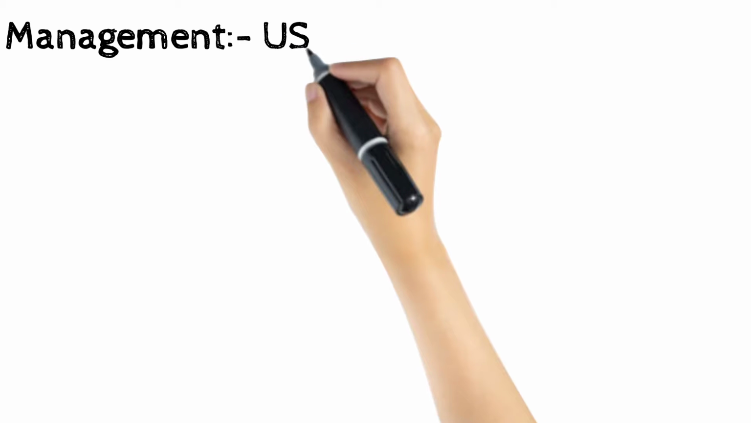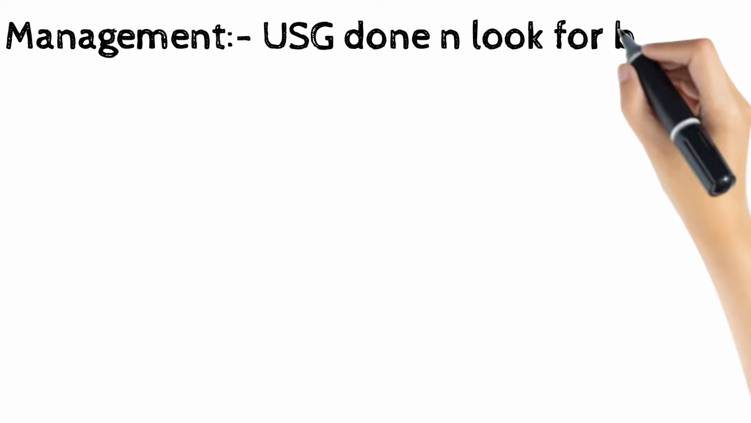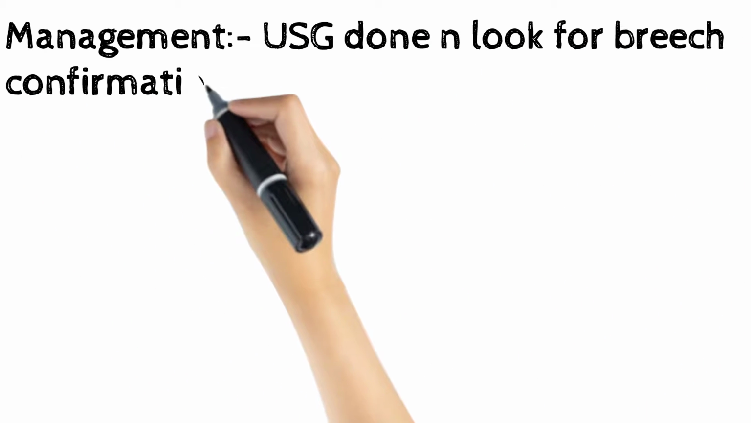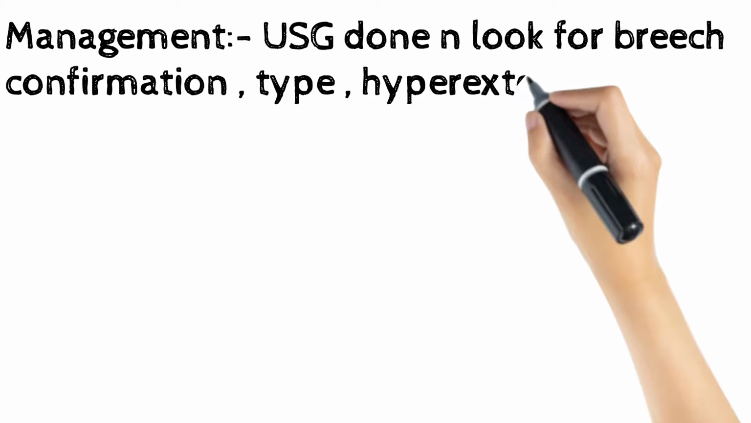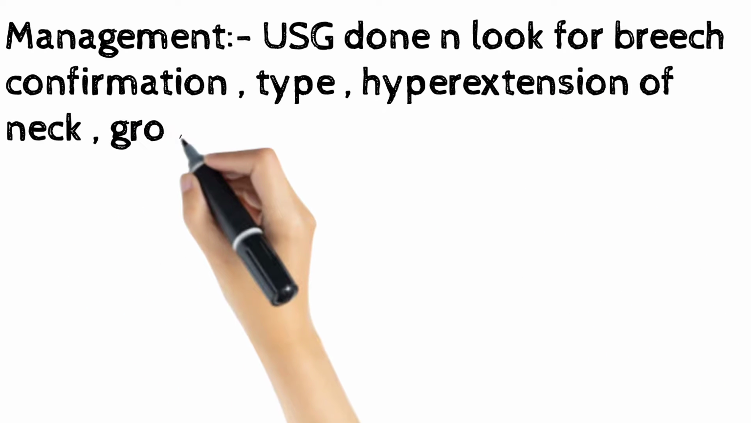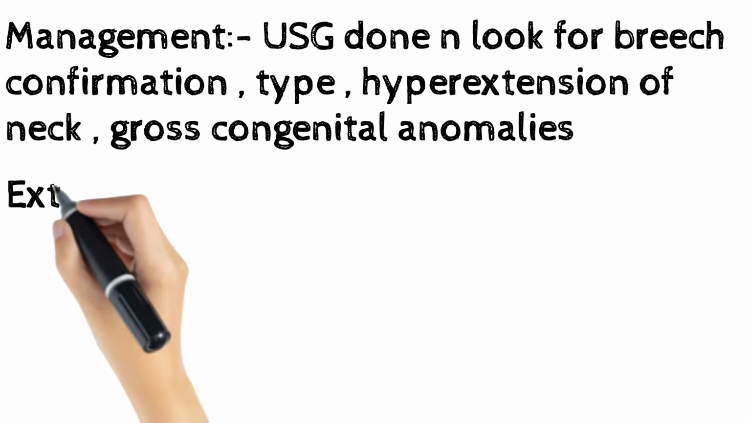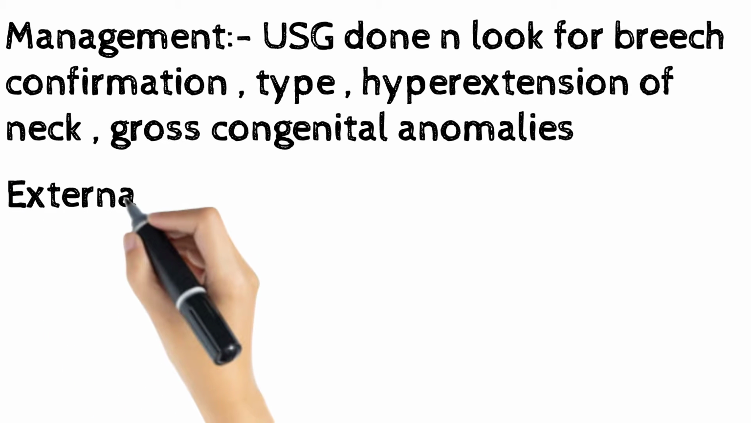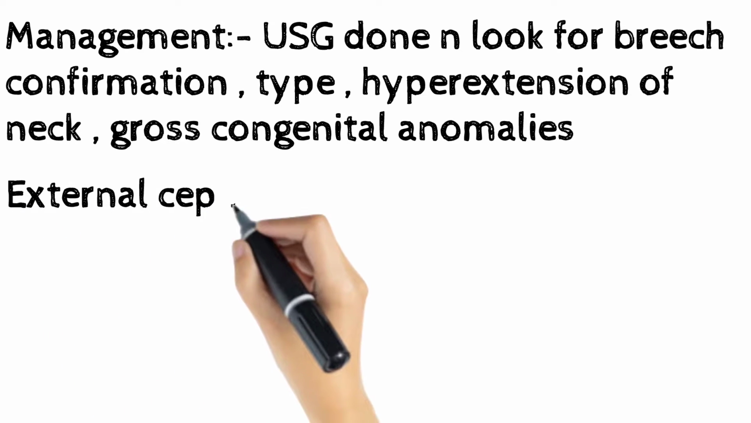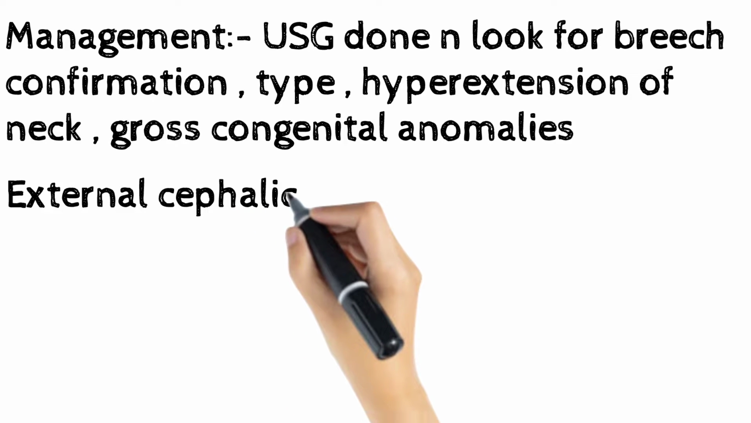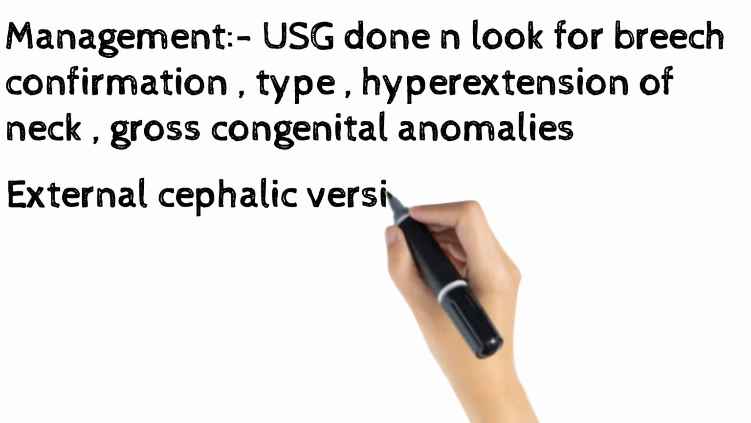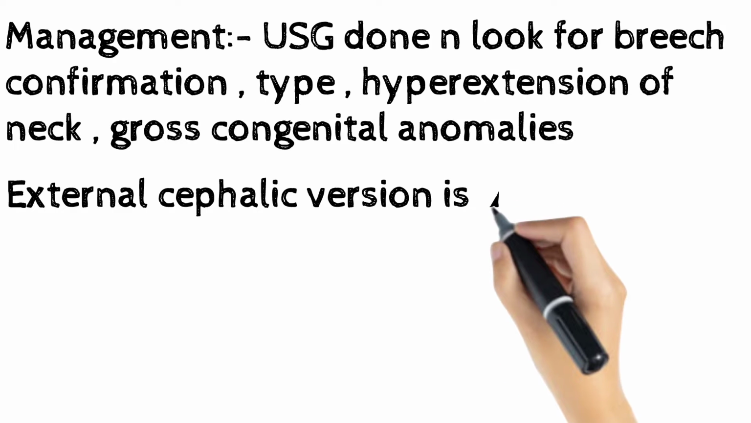For the management of breech, you will go for ultrasonography to confirm the diagnosis, to look for the type of breech, to rule out any gross congenital anomalies, and look for hyperextension of the neck. Then we have to check for the prerequisites of external cephalic version. If it's not contraindicated, we will do it in the OPD at 37 weeks. Then we have to see whether it is successful.